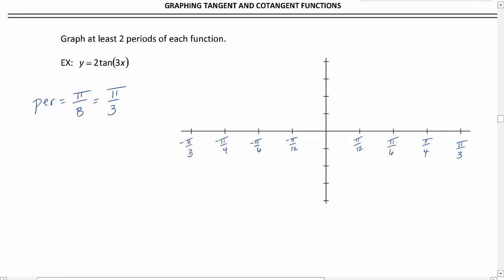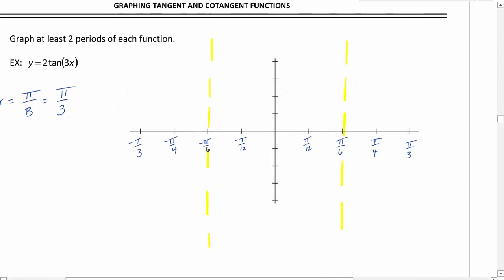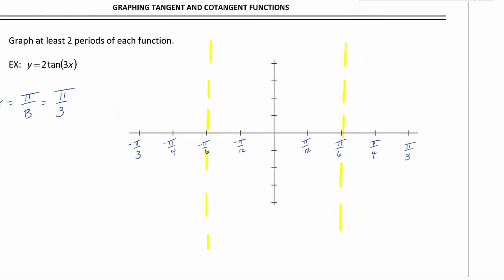Now it's time to put in our asymptotes. Remember that tangent is defined at 0. Its asymptotes are centered about the y-axis. So that means that we're going to put an asymptote 2 tick marks to the right and 2 tick marks to the left. Now we do want to get in 2 full periods here, so I'm going to have to extend my line here.